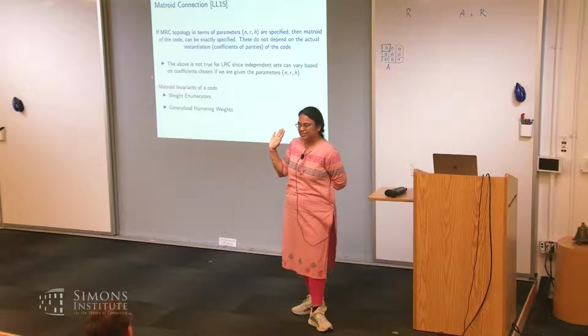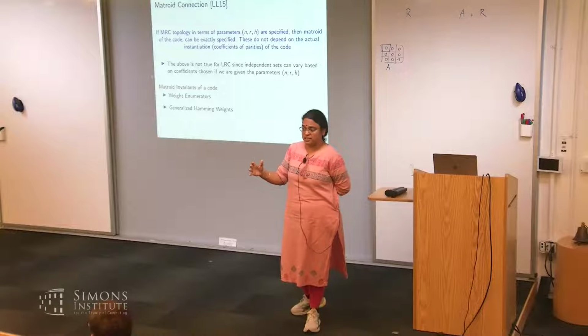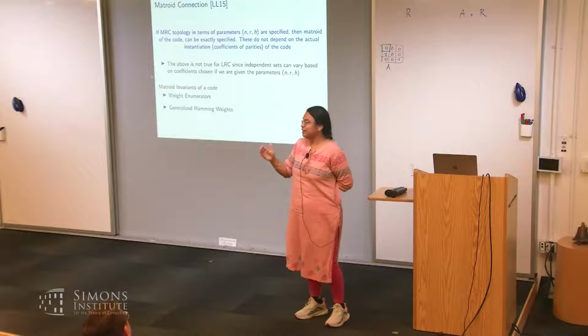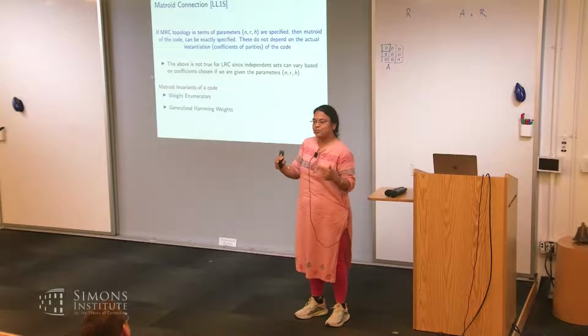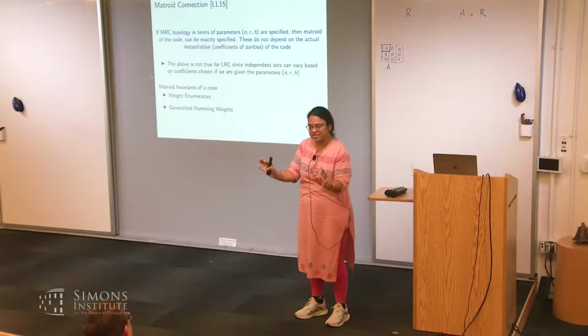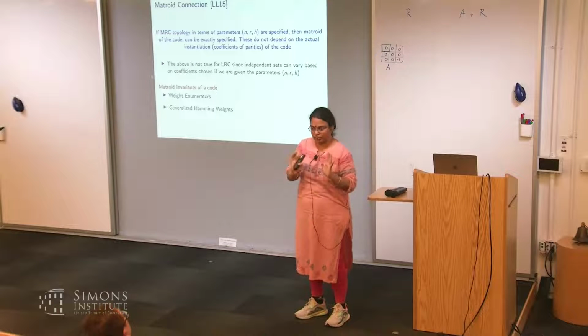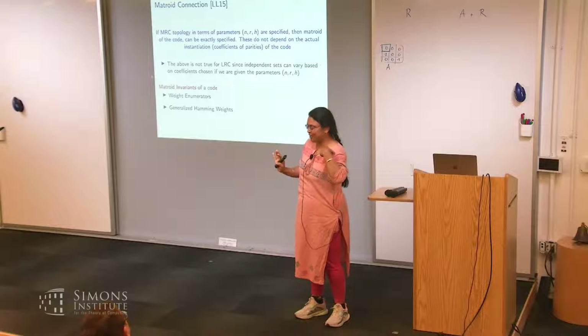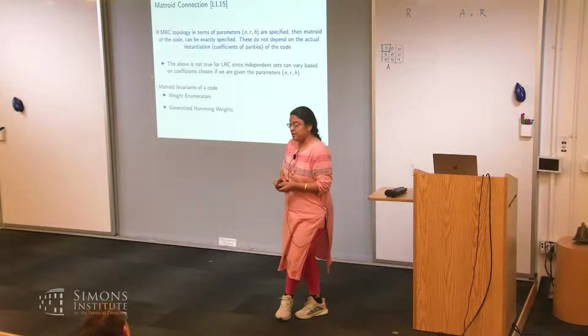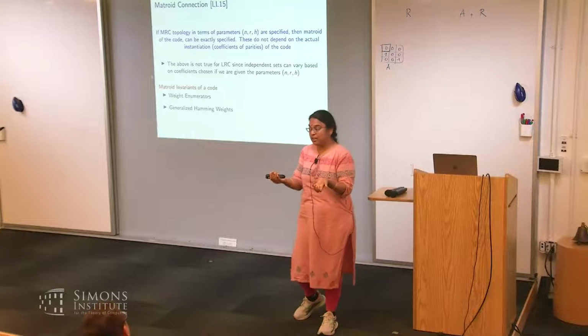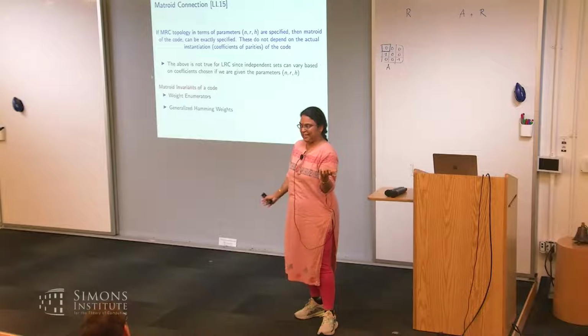That's all. So this can be exactly specified if you are told that I have an MRC with a certain topology. But the same thing cannot be exactly specified if you are just told I have an LRC for that topology. That is not known. So I thought this connection would be interesting to derive bounds on the field size, because there are many matroid invariants of a code which you can immediately write down.